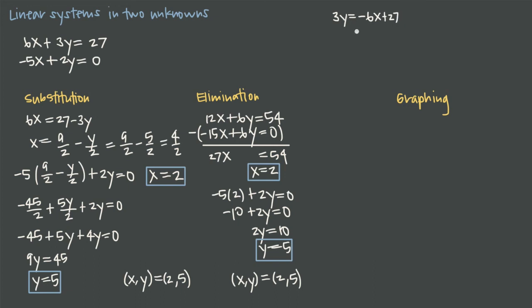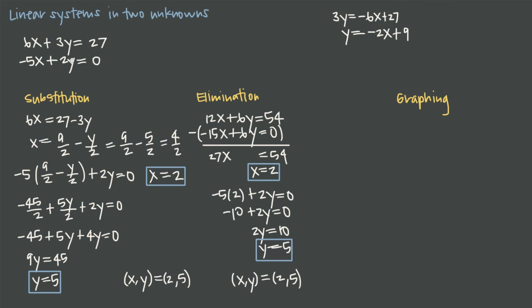We want to get y by itself, so when we divide both sides by 3, we get y is equal to negative 6 over 3 is negative 2, so negative 2x, and 27 over 3 is 9, so negative 2x plus 9. Let's go ahead and do the same thing with the second equation.